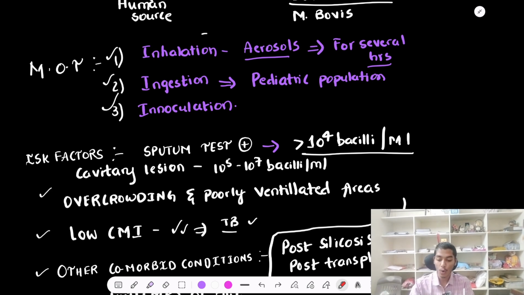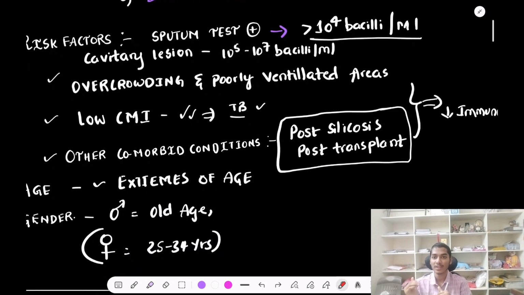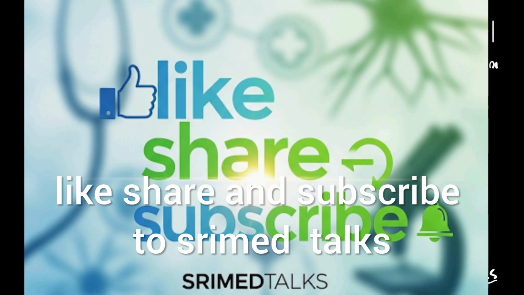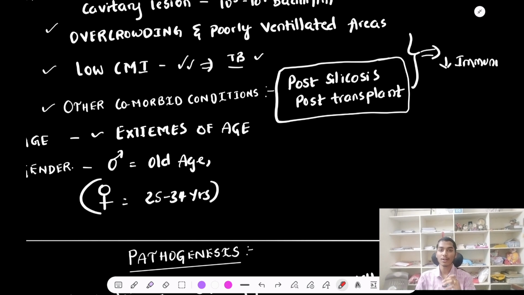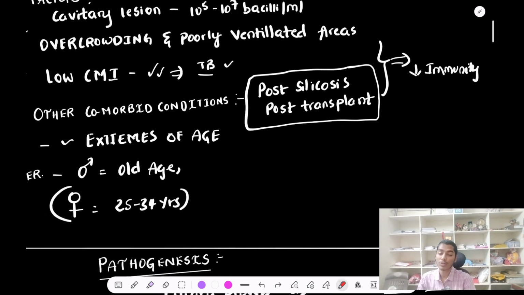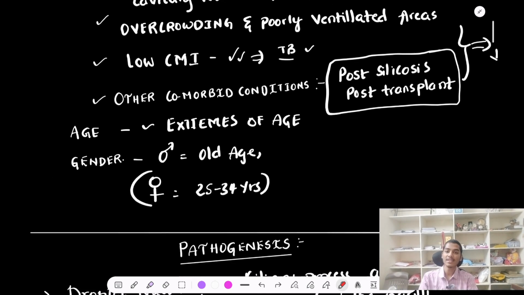Then there is low cell mediated immunity, as in case of the TB that we have. Then we have other comorbid conditions like post-silicosis and post-transplant. So all these things point to the same thing, that is lower cell-mediated immunity. Then we have age and gender here.